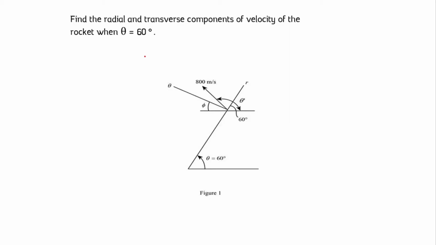Here we have a question. In this question, we have to find the radial and transverse component of velocity of a rocket when it is at an angle of inclination 60 degree as shown in the figure.